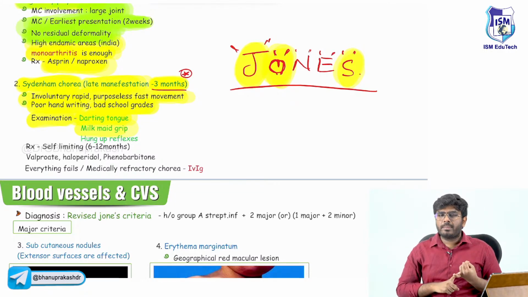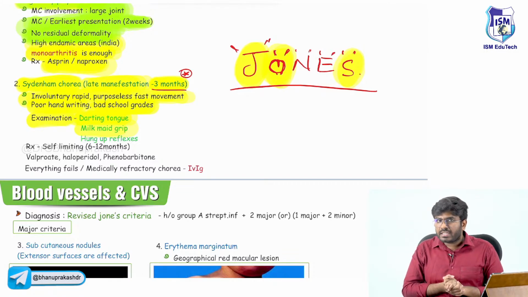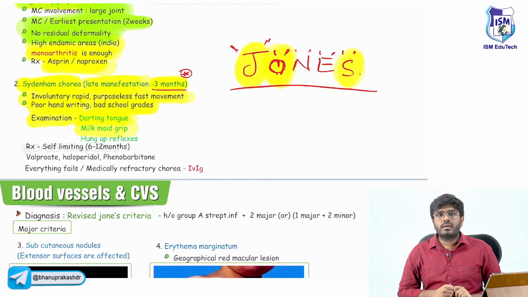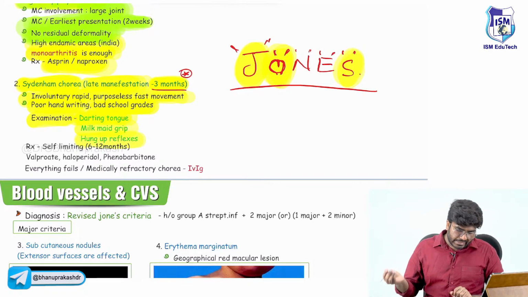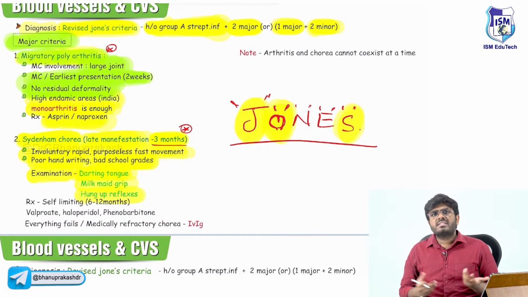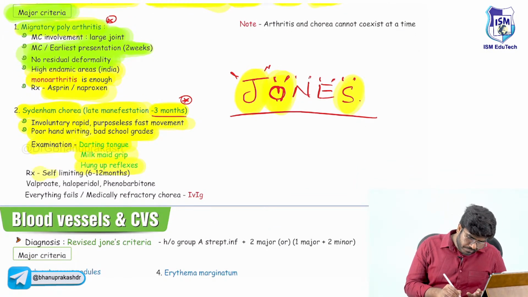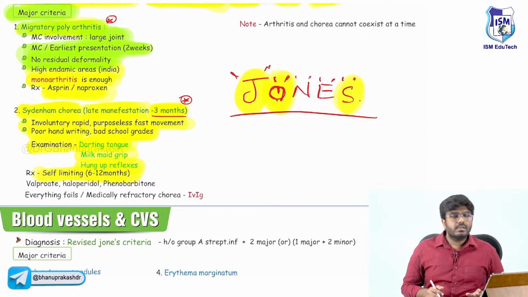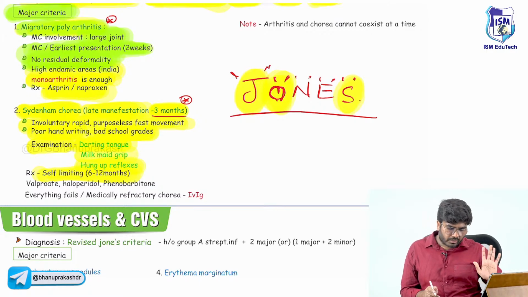MCQ: milkmaid grip, darting tongue, poor school grades with unnecessary purposeless movements in a child who had a recent history of pharyngitis. Think about rheumatic fever. His reflexes are going to be decreased. Migratory polyarthritis is a simple condition, not a big problem. In the same way, Sydenham chorea is also self-resolving within 6 to 12 months. It will automatically resolve. No need to worry about this.